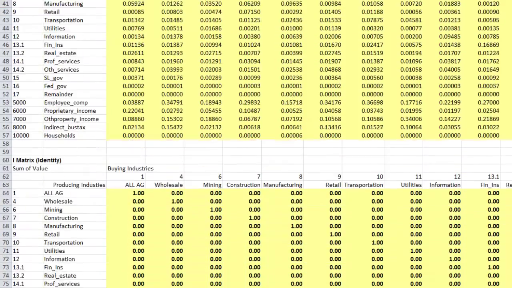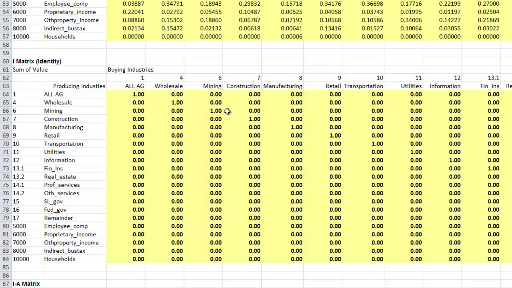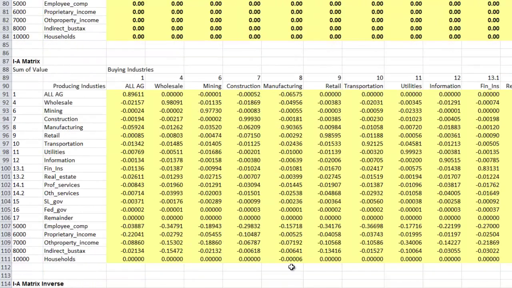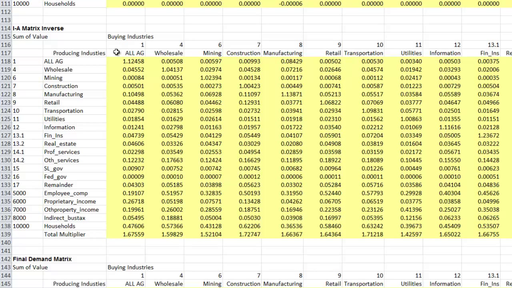I manually create the identity matrix. There's my identity matrix with the 1s on the diagonals. So I have my A up above. Now I do my I minus A matrix. I subtract the A from the I. And remember then, that because it's 1s on the I matrix on the diagonals and 0 everywhere else, I'm going to have positive values on the diagonals and negative values everywhere else. And then using a procedure in Excel, I can produce my I minus A matrix inverse.